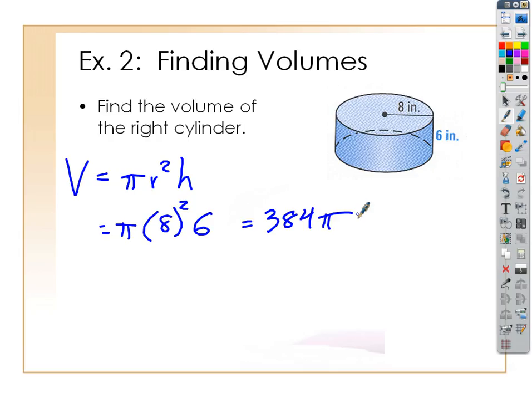That's an exact answer. What would the units be in this case? For volume? Cubed. What cubed this time? Inches cubed. Good. We're measuring the distances in inches. So we get 384 pi cubic inches. Let's see what they do with this.